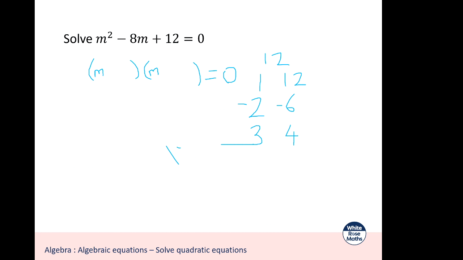So it'd be m minus 2 and m minus 6, because minus 2 plus minus 6 makes minus 8, and minus 2 times minus 6 makes positive 12. Does that make sense, guys?